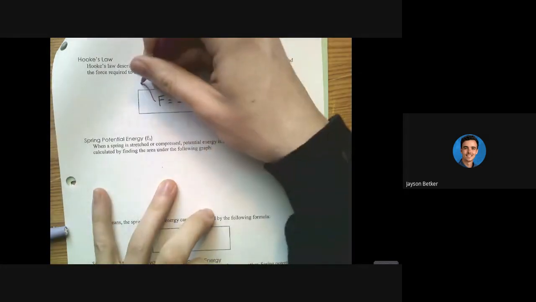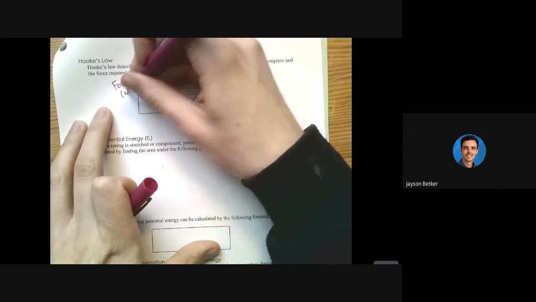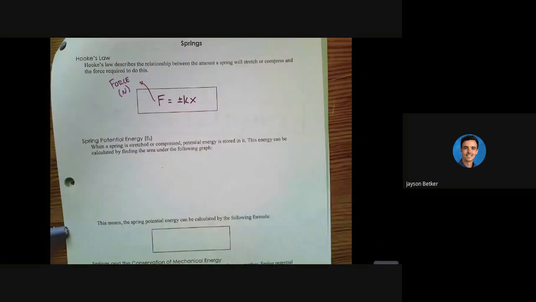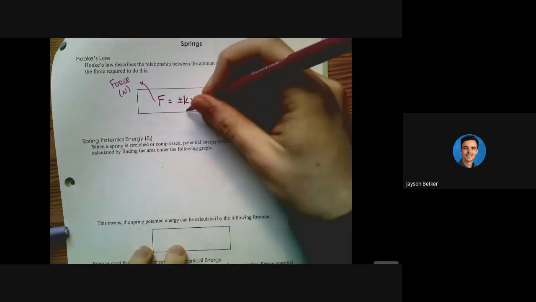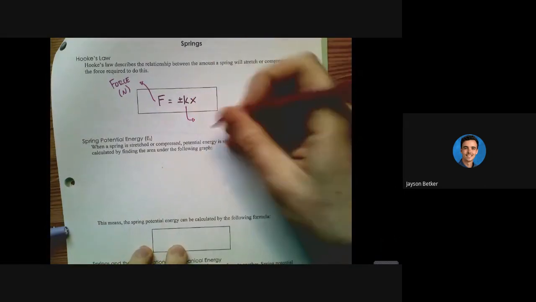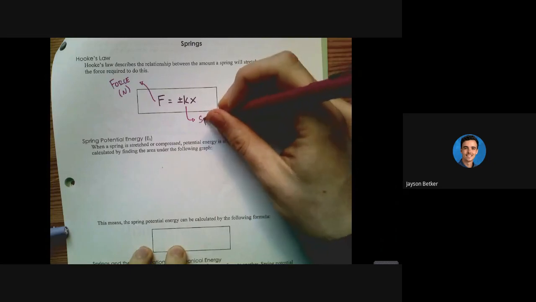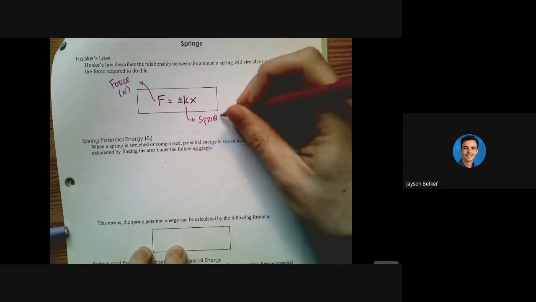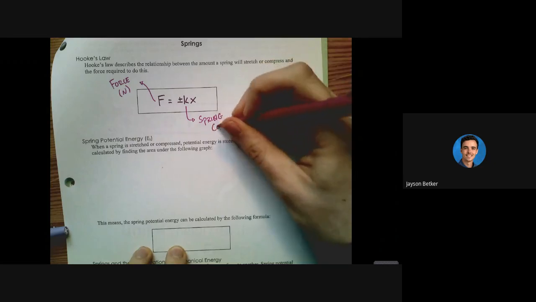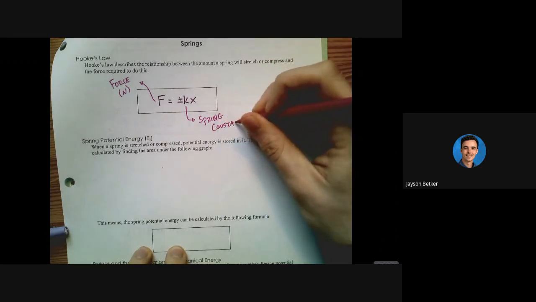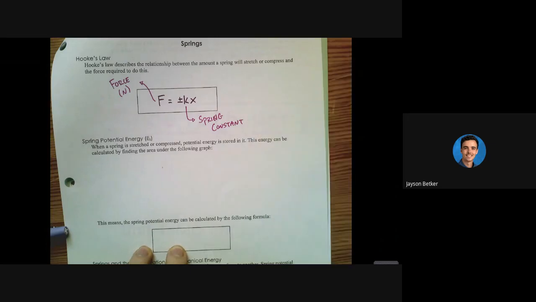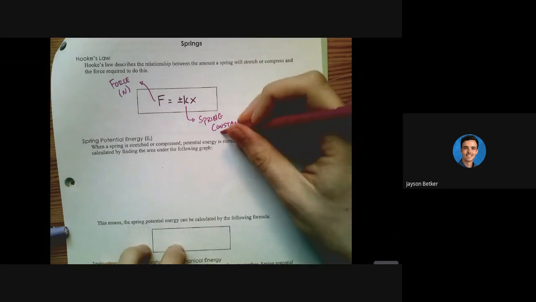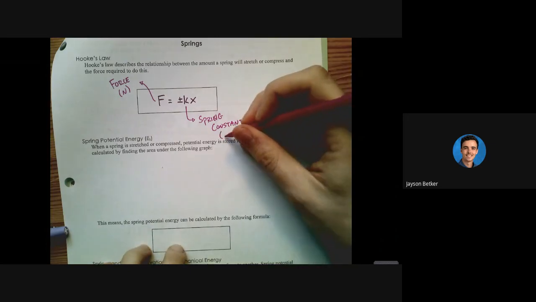We have F, which is our force, and we measure that in newtons. And then right here, k, this is a new one. This is the spring constant. I'll spell this wrong. There we go. Spring constant. And the unit of a spring constant is newtons per meter.